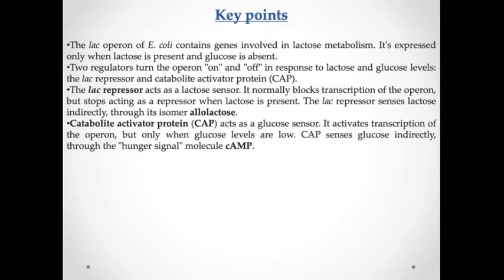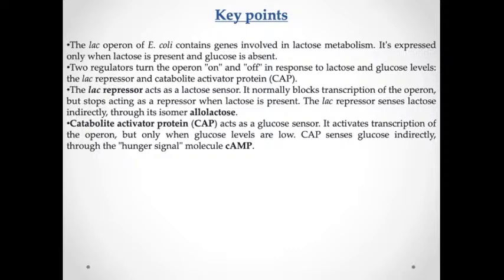So let's start with the Lac operon now: how its structure is, how it works, and the mechanism behind it. The Lac operon of E. coli contains genes involved in lactose metabolism. It's expressed only when lactose is present and glucose is absent. So, whenever lactose is present and glucose is absent, only then the Lac operon works.